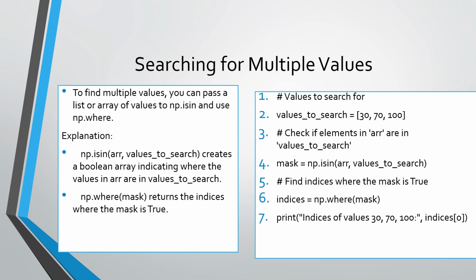So first we have created an array values to be searched with these 3 elements. Next we are checking whether the elements in array are in this particular values to search array. Now this isin function will generate a boolean array to indicate where the values in array are in values to search, and then we are finding the indices where the mask is true. We apply a where function here. This will print indices of values 30, 70 and 100.